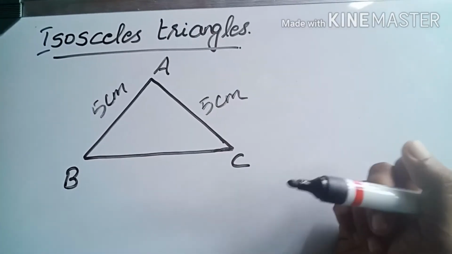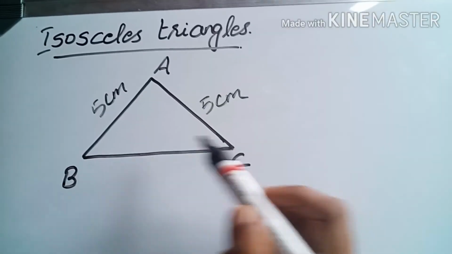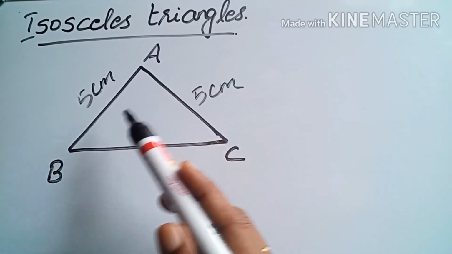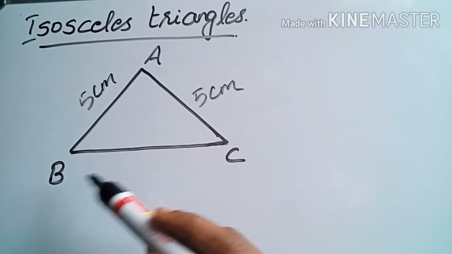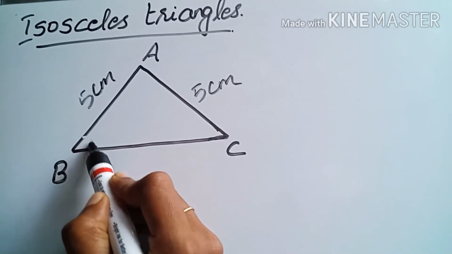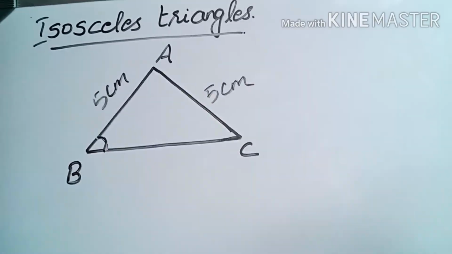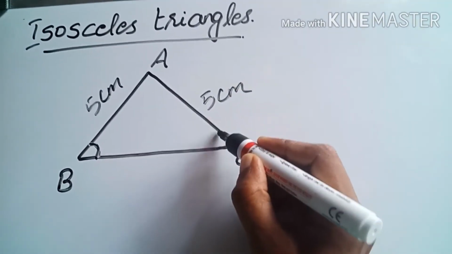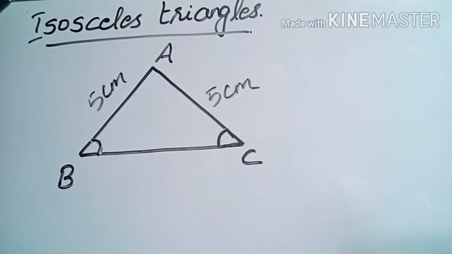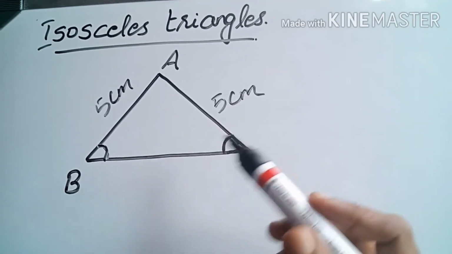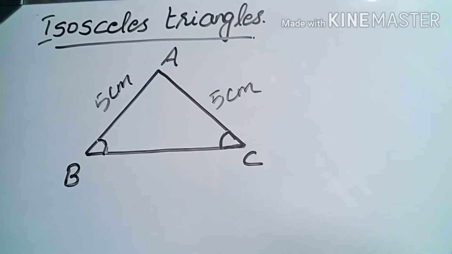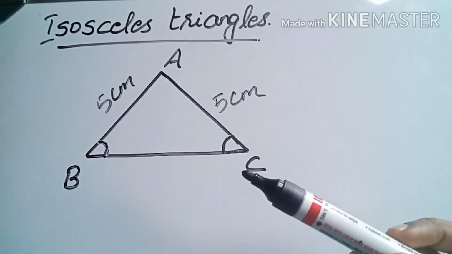And for an isosceles triangle, if two sides are equal, their opposite angles will also be equal. Two sides equal means the same opposite two angles will also be equal. That means this 5 centimeter side's opposite angle is angle B. This 5 centimeter side's opposite angle is angle C. Okay, so angle B and angle C will be equal. So isosceles triangle means two sides and two angles will be equal. Those two angles must be opposite the equal sides. Okay, so this is the isosceles triangle.